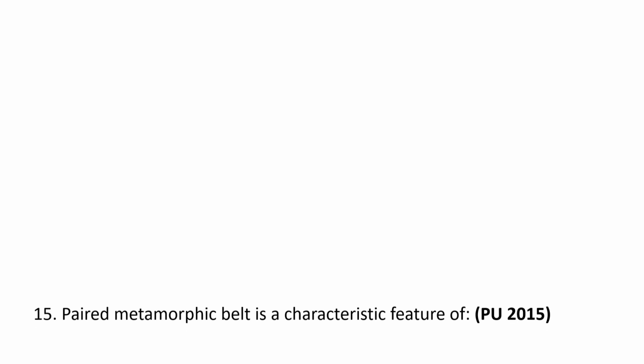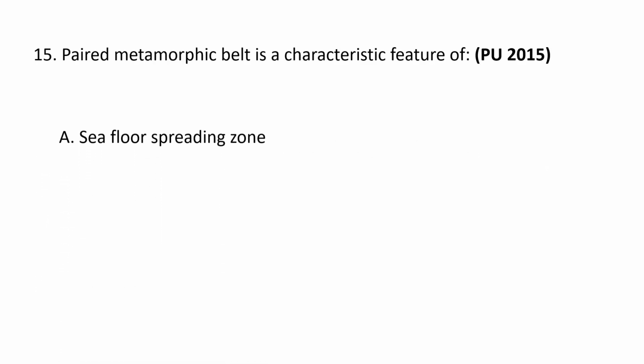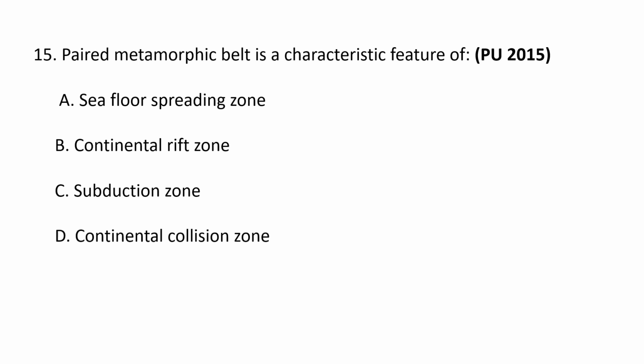Next question. Paired metamorphic belt is a characteristic feature of A, seafloor spreading zone, B, continental rift zone, C, subduction zone, and D, continental collision zone. Paired metamorphic belt is a characteristic feature of subduction zone. Paired metamorphic belts are a characteristic feature of subduction zones and they represent contrasting metamorphic mineral assemblages formed under different pressure and temperature conditions associated with convergent plate boundaries. So C, subduction zone is the correct option.